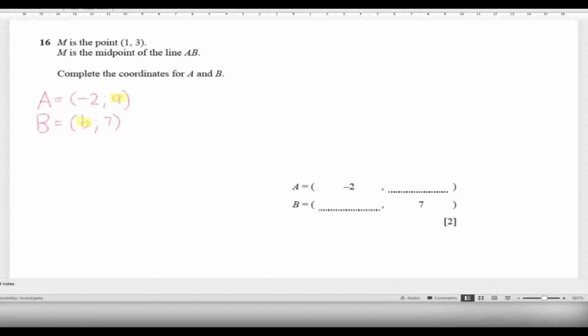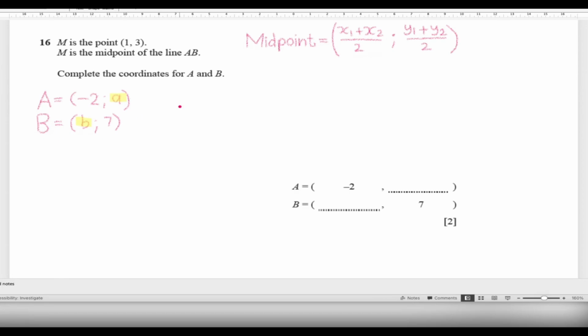Are you guys ready to start? Okay, so let's think about the midpoint formula. The midpoint formula looks like this: (x1 plus x2) divided by 2. This is the formula to determine the x coordinate, and the y coordinate is very similar. So this is going to be y1, the first y coordinate, plus the second y coordinate, divided by 2. So this is the midpoint formula.